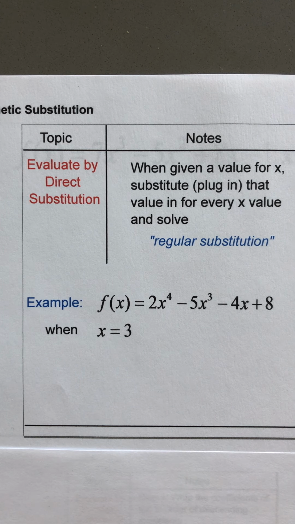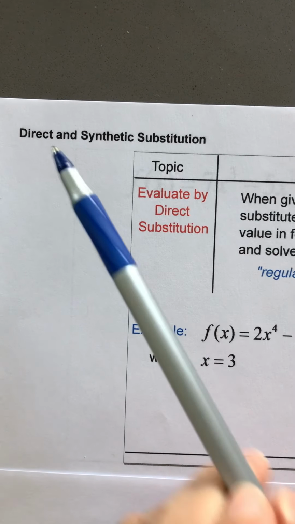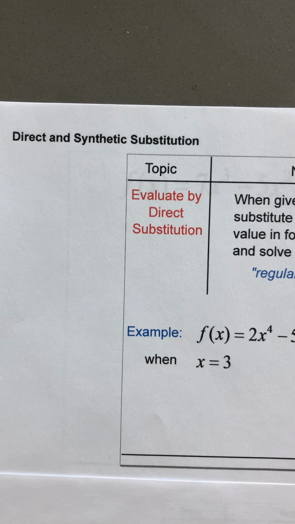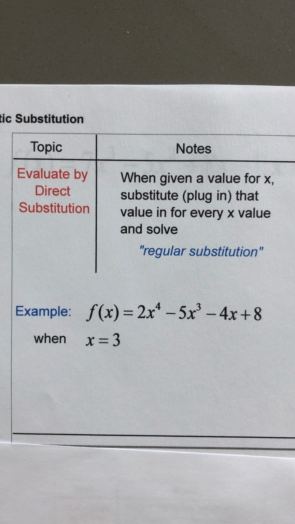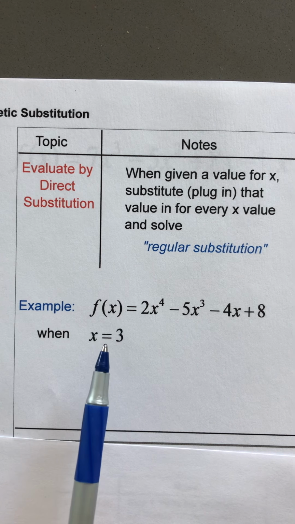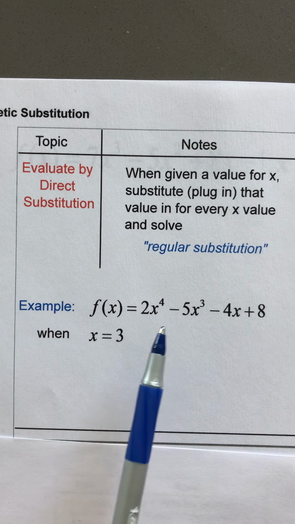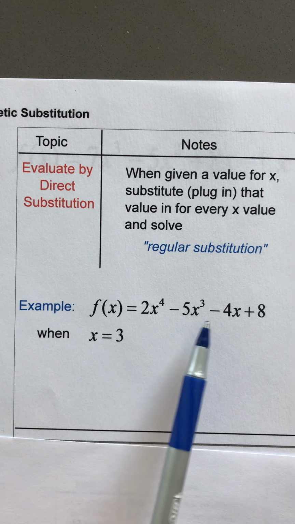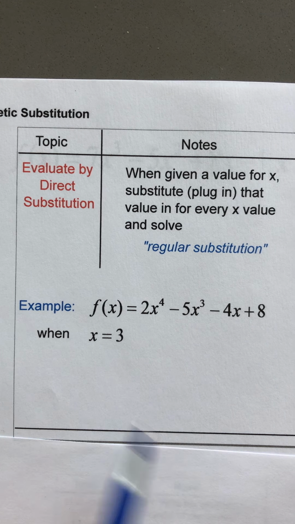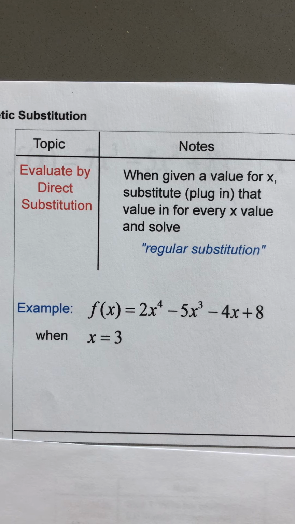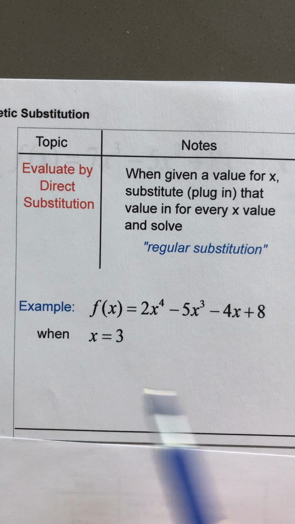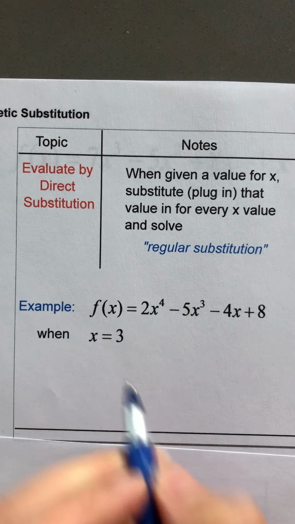For today's Algebra 2 lesson, we're going to be talking about direct and synthetic substitution. For direct substitution, we've seen this before. We may not have called it exactly direct substitution, but you guys have probably seen examples before. So we have our equation f of x equals 2x to the fourth minus 5x cubed minus 4x plus 8. We're trying to find when x equals 3. So for direct substitution, we're simply going to substitute the 3 anywhere we see the x.